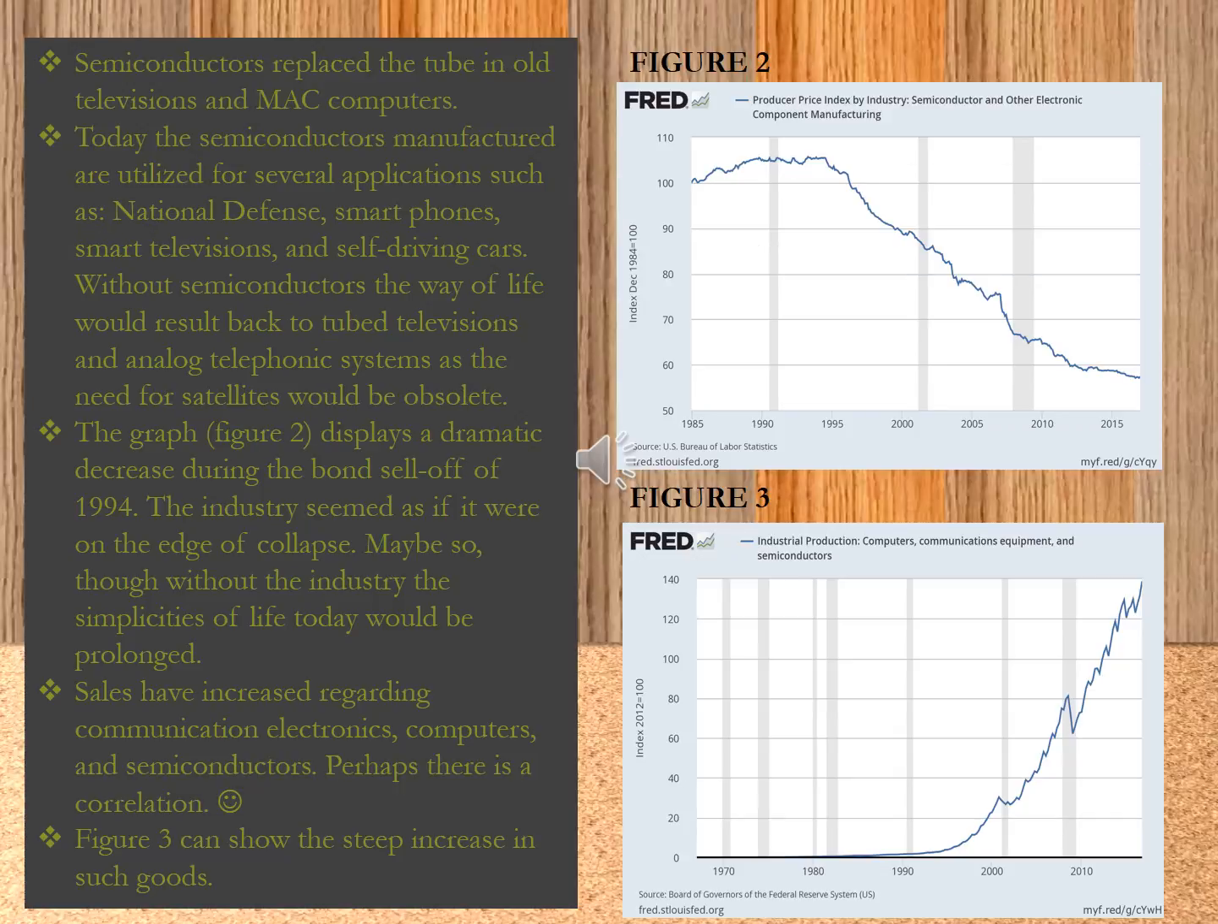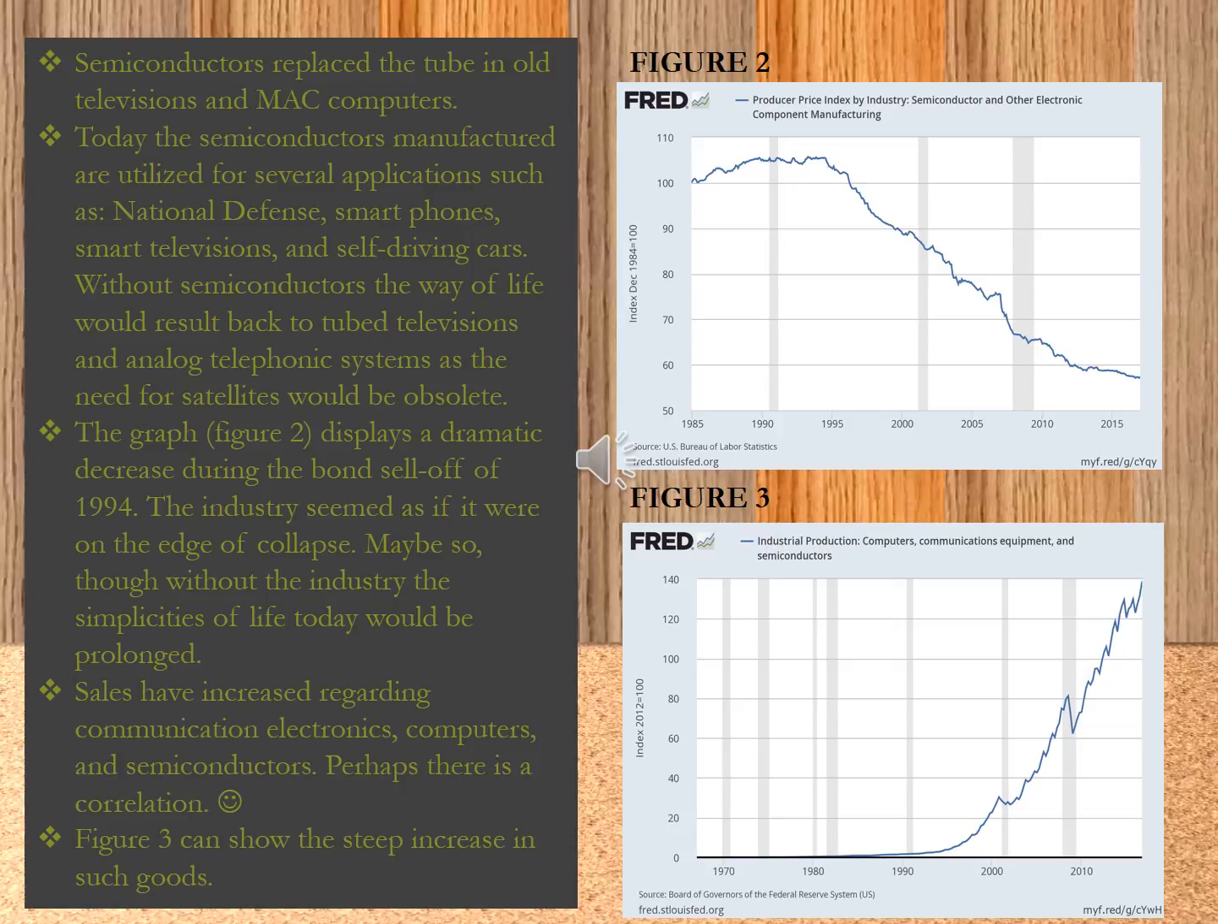Referring back to the earlier question of what would happen without semiconductors. If semiconductors replace the tube in old televisions and Mac computers, one would only be able to revert back to the past and bring back the tube. That would increase the size of TVs, that would increase the size of telephones, and that would reduce the need for satellites.